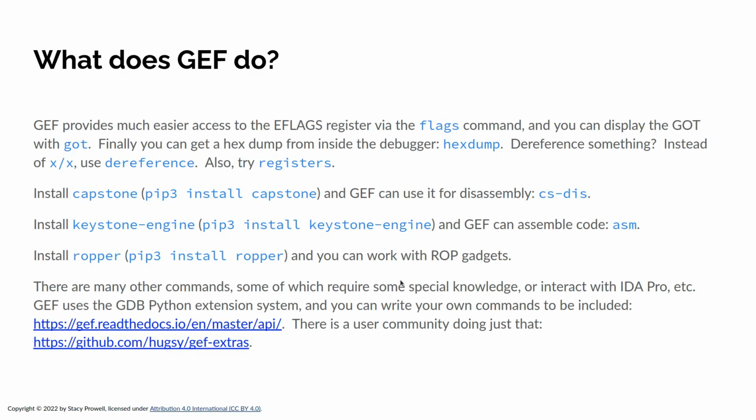So, if you happen to have Capstone installed, GEF can use it to do this assembly. If you have Keystone installed, that's a Python library to do assembly, GEF can use that to assemble code at the prompt, which can be kind of handy. If you know what ROP gadgets are and you want to work with them, and you know what Ropper is and how it works, you can work with Ropper directly from inside of GEF. Lots of other stuff in here.